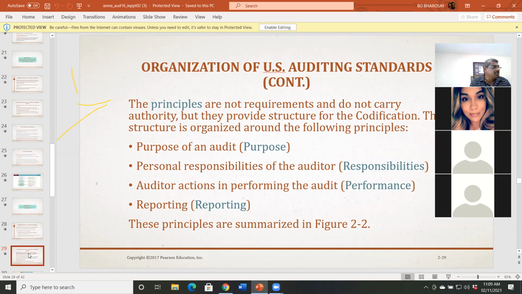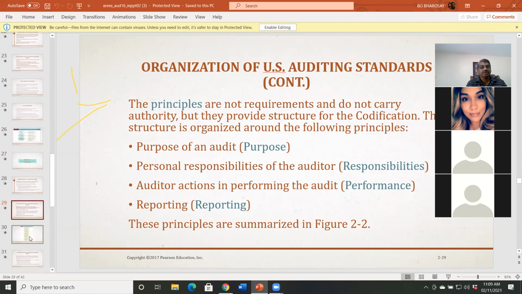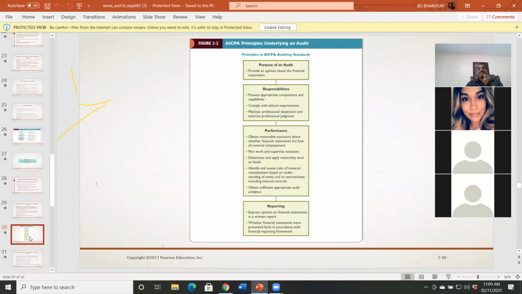And if you look at figure 2.2: obtain reasonable assurance about whether the financial statements are free of material misstatement, plan, work, and supervise the system, determine and apply materiality level, identify and assess risk of material misstatement, and obtain sufficient appropriate evidence. And lastly, reporting. Express an opinion on the financial statements in a written report, whether financial statements are presented fairly in accordance with the financial reporting framework. So this is your figure 2.2 that's in your textbook.